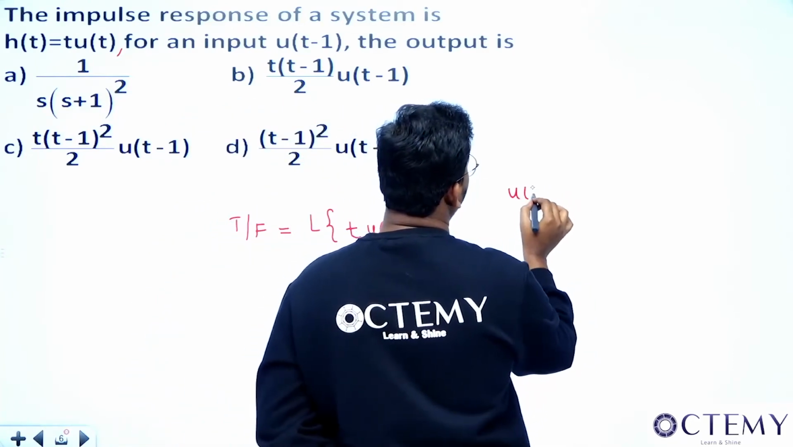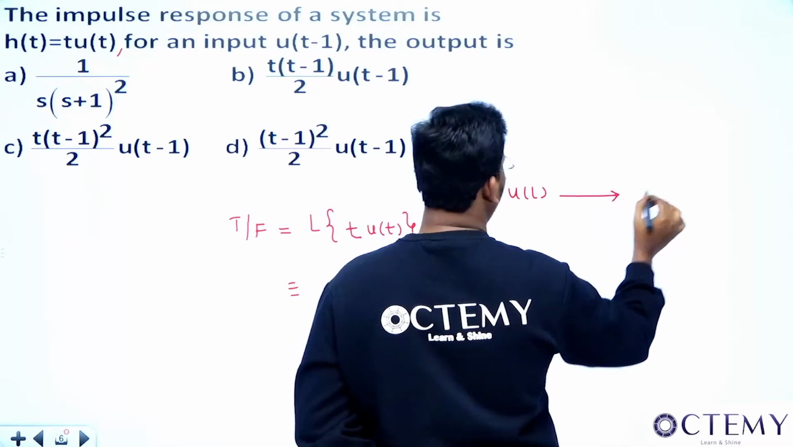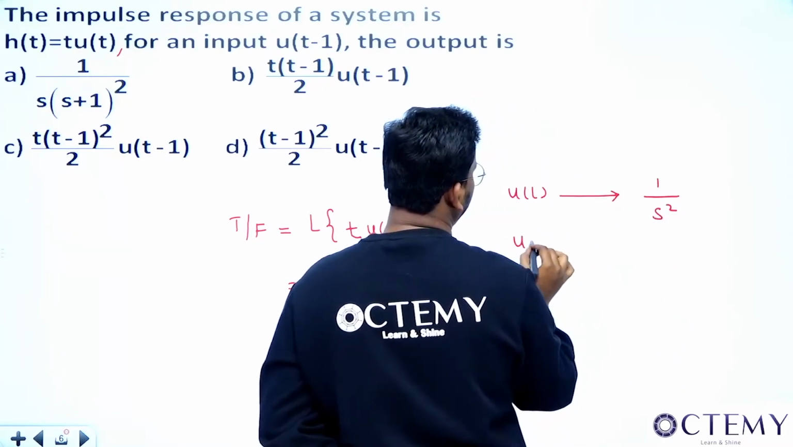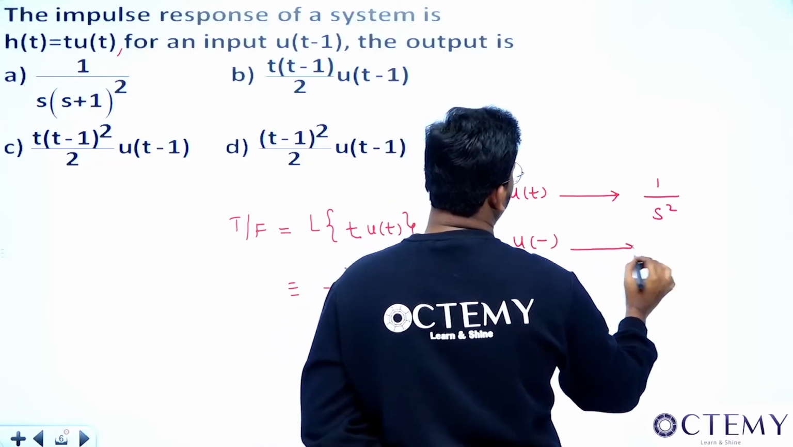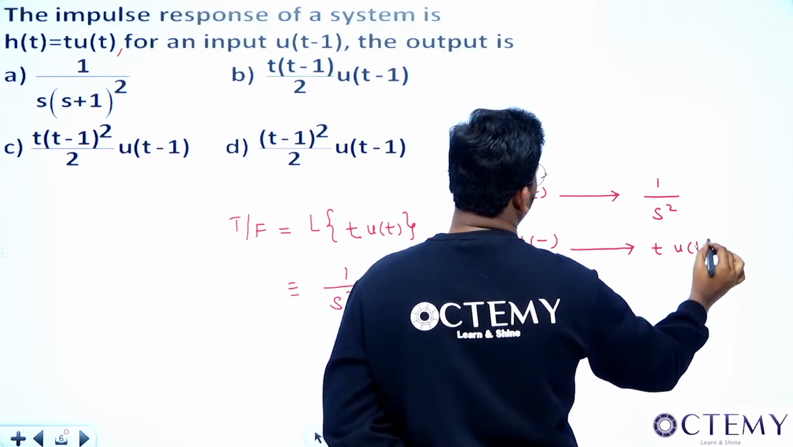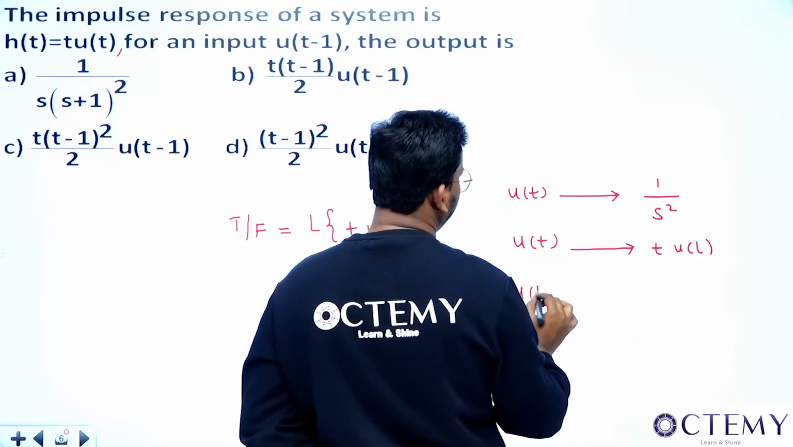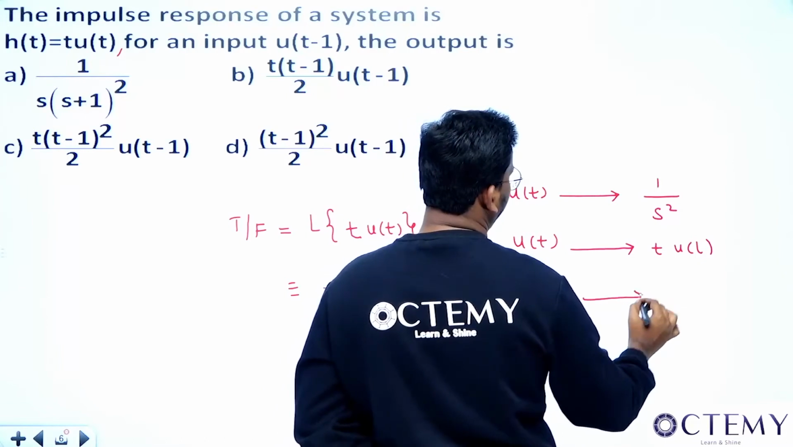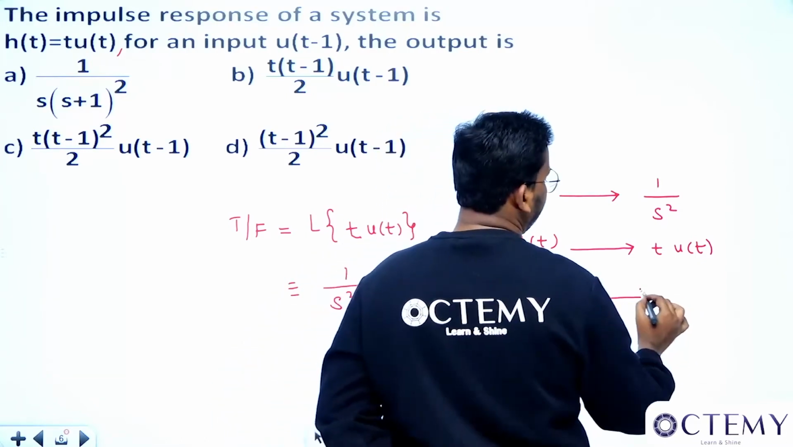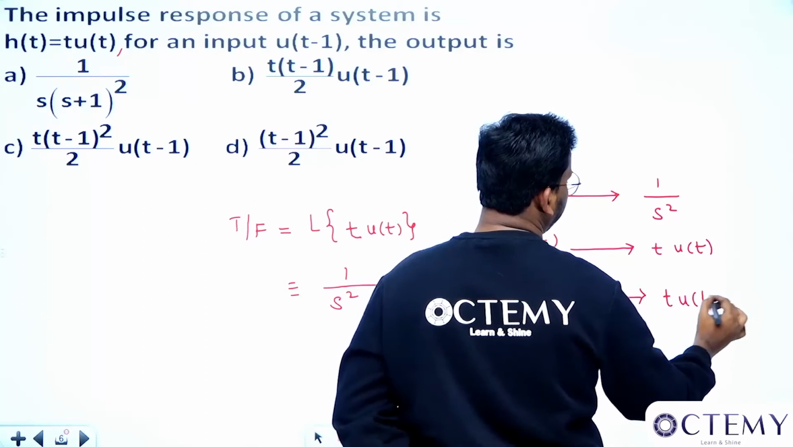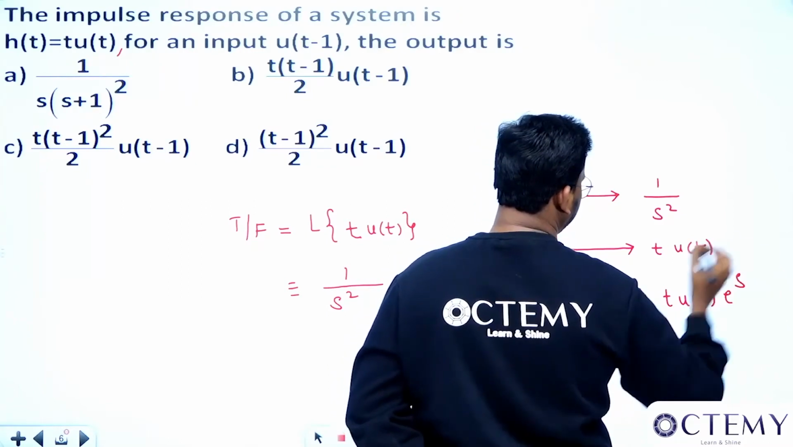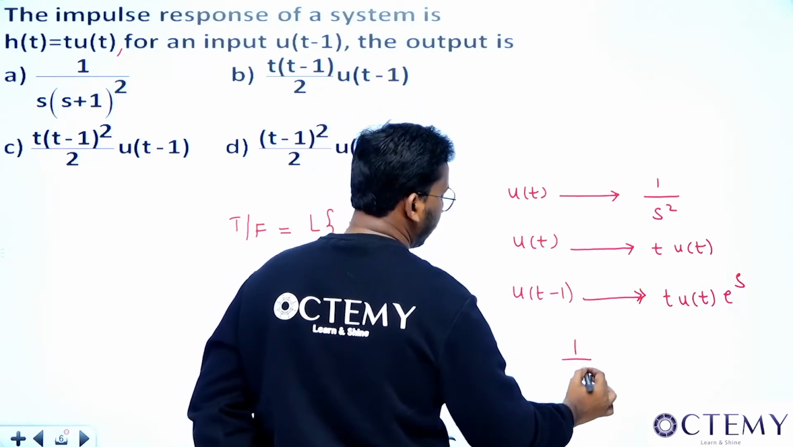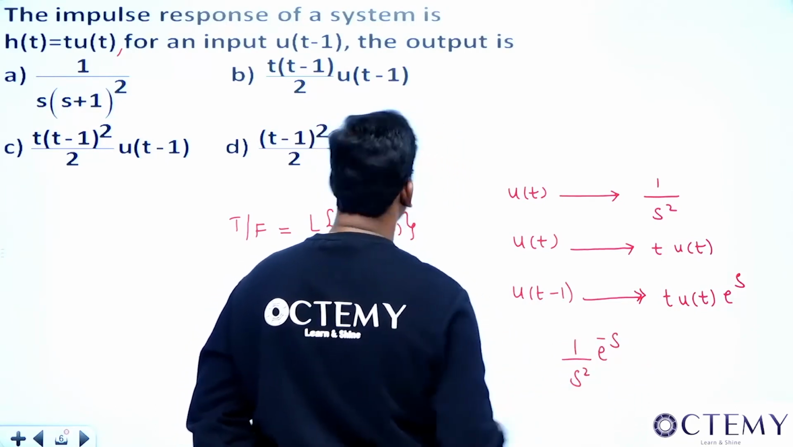If you give u(t) as input, the output was 1 by s square. That is, when you give u(t), the input was what, sir? It is t u(t). Now when you give t minus t naught, because it's a linear time invariant system, in place of t naught you have 1, you will get what, sir? You will basically get t u(t) into e power minus s. So this will become 1 by s square into e power minus s.